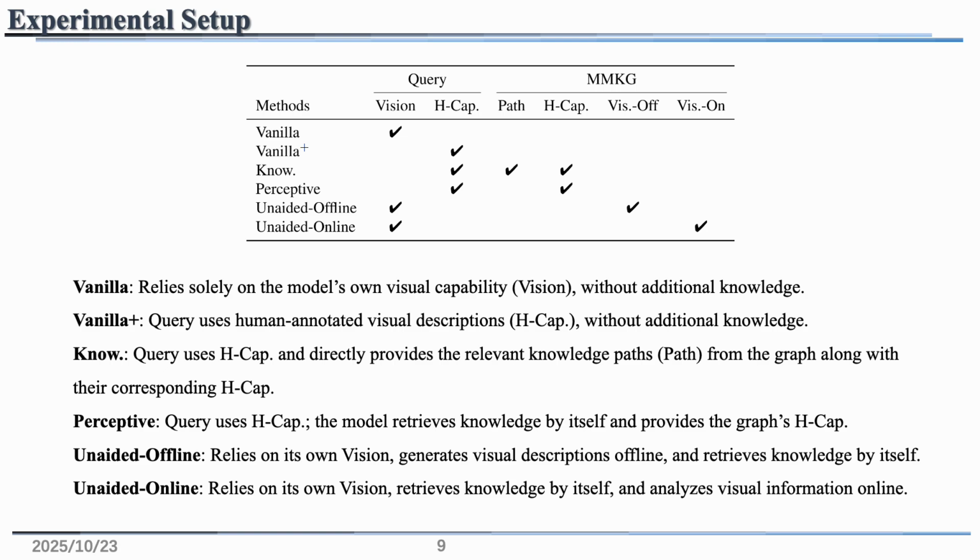We have 6 experimental settings. First, Vanilla relies only on the model's own ability without any additional knowledge. As a comparison, Vanilla Plus uses human description instead of the model's own visual ability. Knowledgeable uses human description and is given graph paths towards the ground truth. Perceptive gives the human description and lets the model search relevant knowledge by itself. Offline depends on the model's own visual ability, but pre-generates all captions for visual media. And online is online perception plus retrieval. It relies on the model's own ability to retrieve the knowledge from the multimodal knowledge graph.